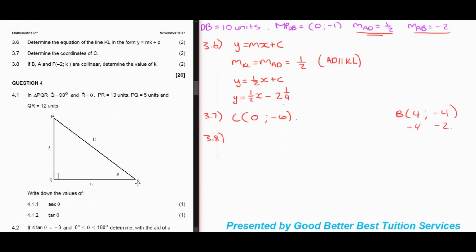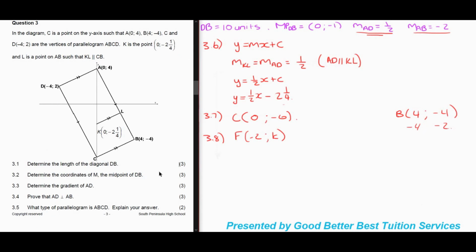3.8 asks us to, and so it says, if B, A, and F are collinear, determine the value of K. So we're just going to take the value of F here quickly. It's minus 2 and K. And so basically they're saying if B, A, and F are collinear. So collinear means that they lie on the same line. Obviously, F isn't given to us, right? So we just have to place it in our heads basically into the scenario. And so what collinear means, they're on the same line, which means that they have the same gradient, right?